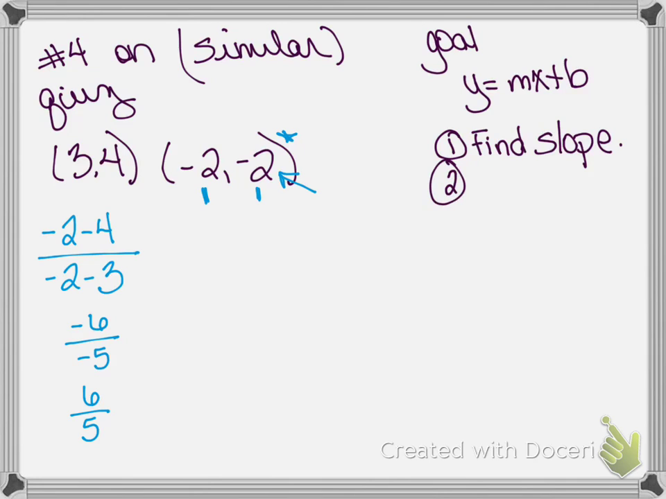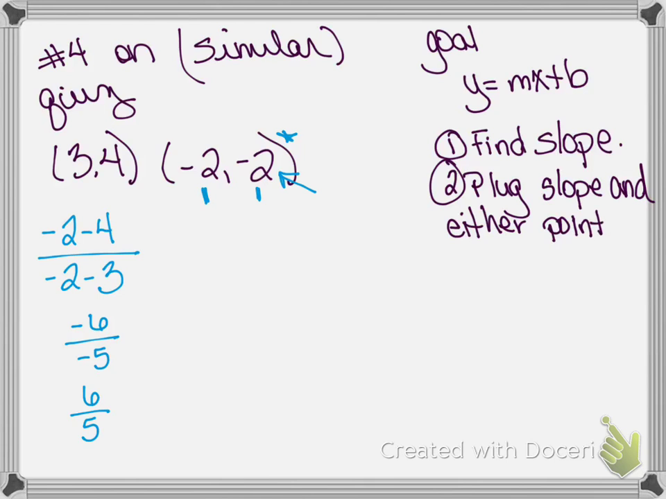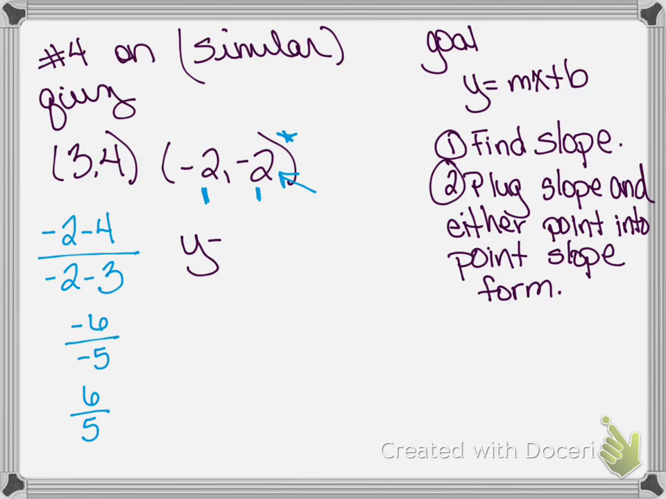Now the second thing that I'm going to do is plug my slope and either point into point slope form. Point slope form is y minus y sub 1 equals m times x minus x sub 1. So we have our slope, which is 6 over 5, and I'm going to use this point right here. Doesn't matter which point I use. I'm going to use this one because they're both positive. That's really the only reason, but I could use either one.